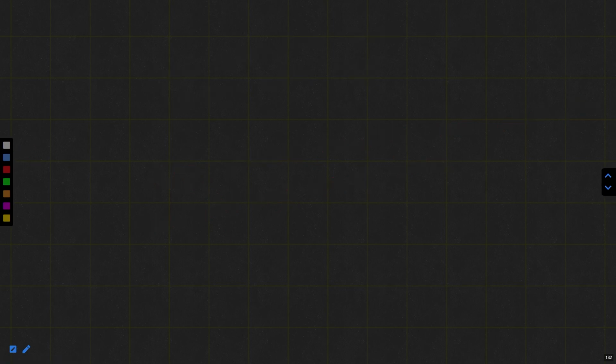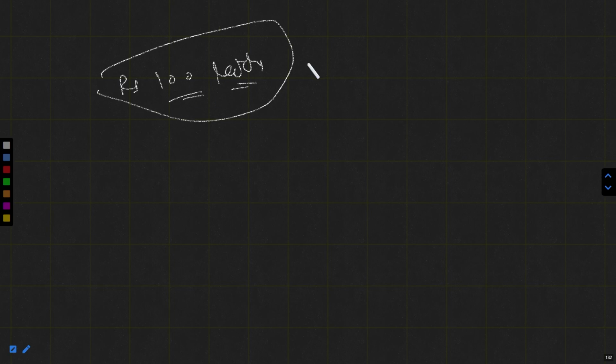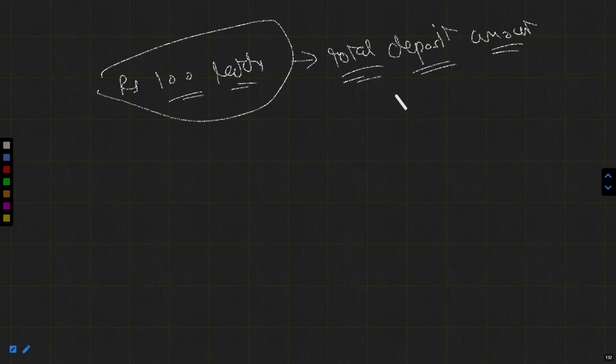Let's understand it by the example. Suppose rupees 100 lakhs is the total deposit amount the bank has, right? So the CRR was rupees 10 lakh.